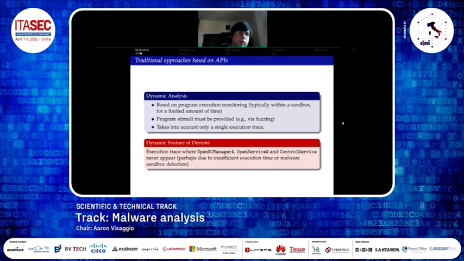The second approach is dynamic analysis, in which we require execution. We usually monitor the program execution under a sandbox, and it only takes into account a single execution trace. So when we executed this malware, we didn't see any execution trace which involved this sequence of APIs and the behavior behind the sequence. Perhaps due to insufficient execution time, or maybe the malware was able to detect the sandbox.